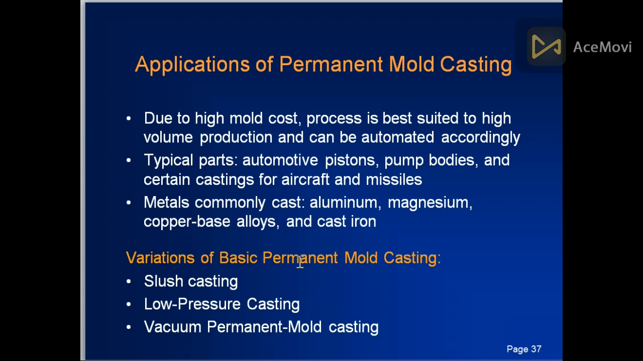Applications of permanent mold casting: due to high mold cost, the process is best suited to high volume production and can be automated accordingly. Parts made are automotive pistons, pump bodies, and certain castings for aircraft and missiles. Metals commonly cast are aluminium, magnesium, copper-based alloys, and cast iron. Variations of basic permanent mold are slush casting, low pressure casting, and vacuum permanent mold casting.